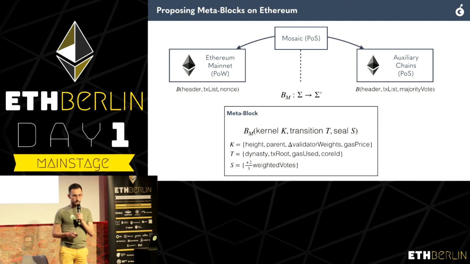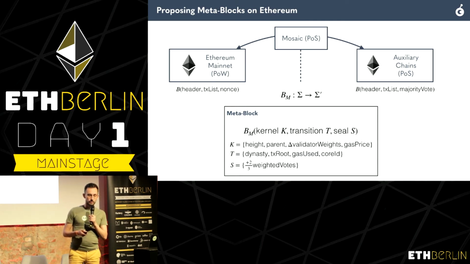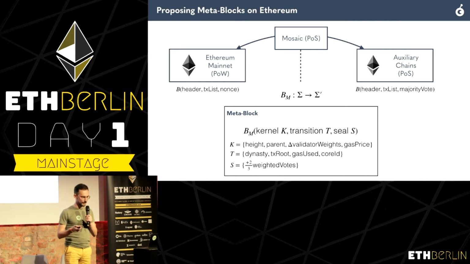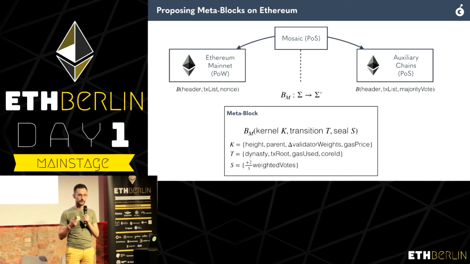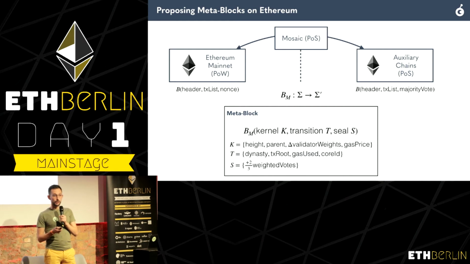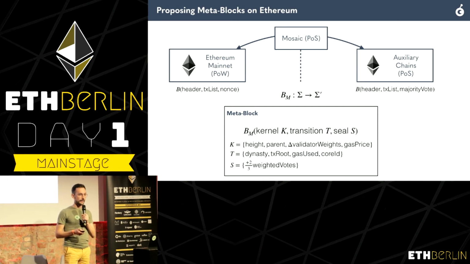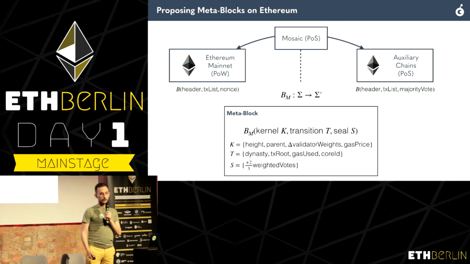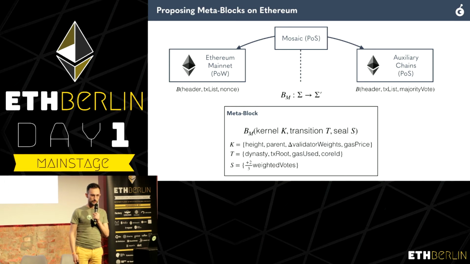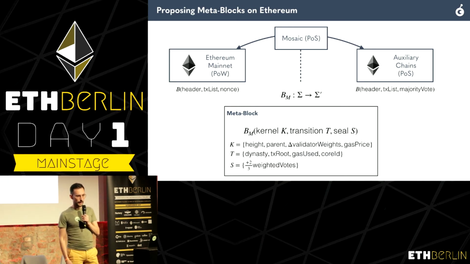Then the other part is the transition part, and it specifies a dynasty number. And the dynasty number, on the justified chain you saw earlier, increases each time a checkpoint is finalized. So you can think of it as a height, but it increases by 1 every time you finalize a checkpoint. And it also keeps track of the transaction root, a Merkle root of the full transaction list, and the total amount of gas used. And then our seal, like a normal proof of stake Byzantine fault-tolerant system, has a 2/3 majority of the weighted votes attached to it.